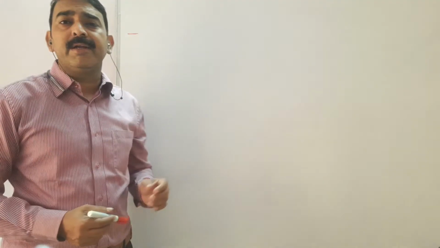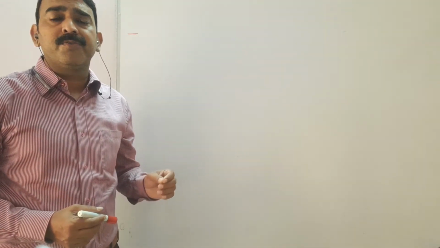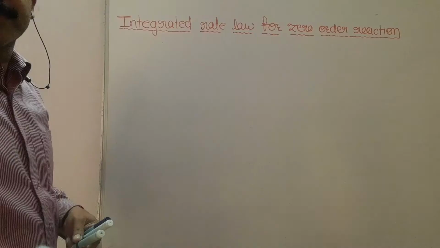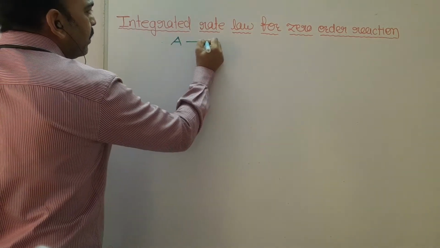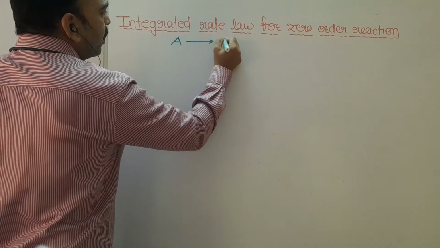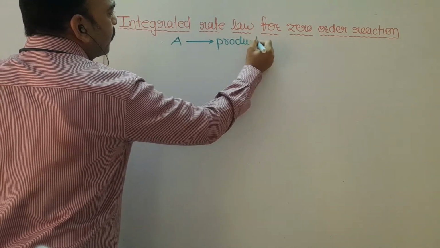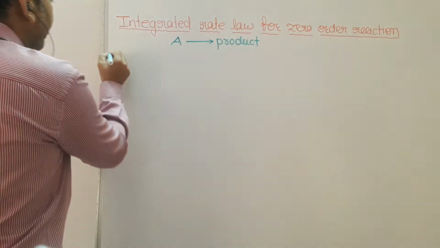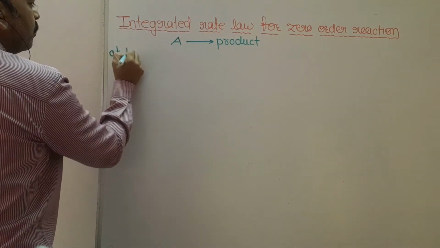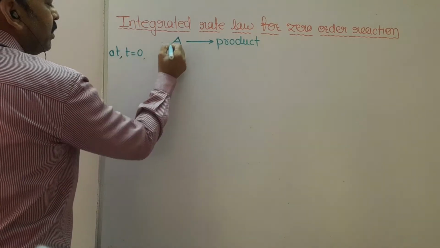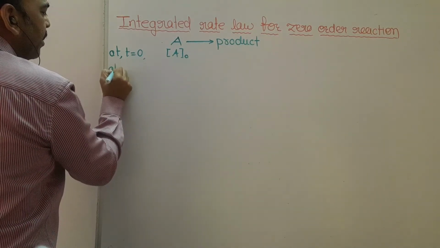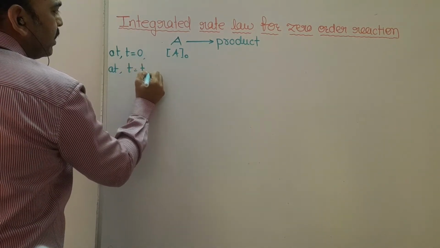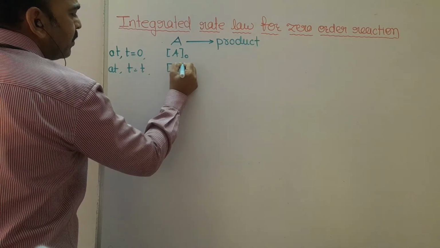Now let's start the derivation of the integrated rate law for zero order reaction. Consider the zero order reaction of the type A gets converted to product. Let at time t equals 0 the initial concentration of A be A0, and at time t equals t the concentration of A be At.